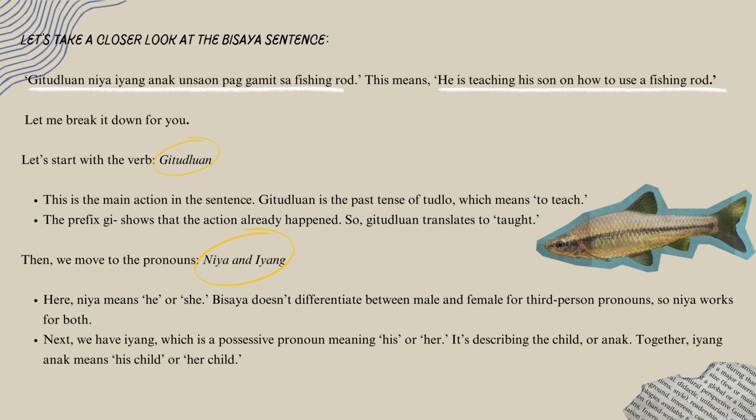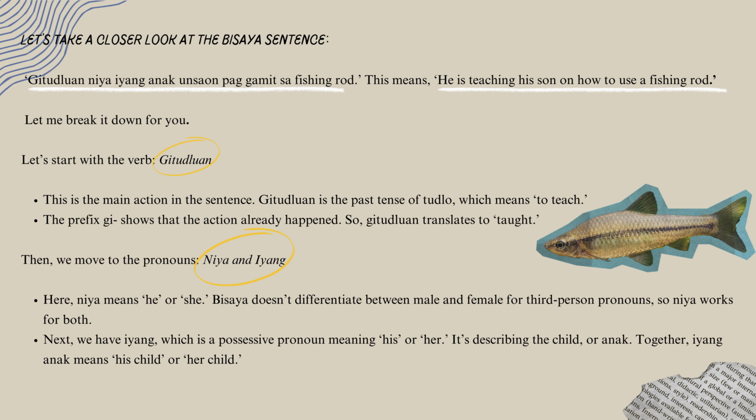Let's start with the verb, gitudluan. This is the main action in the sentence. Gitudluan is the past tense of tudlo, which means to teach. The prefix gi shows that the action already happened. So, gitudluan translates to taught.